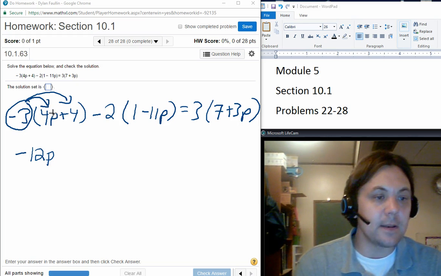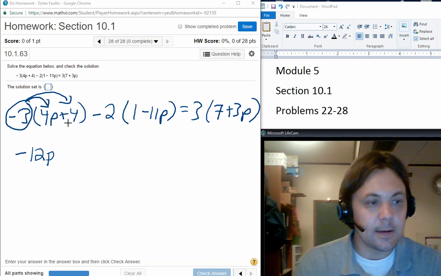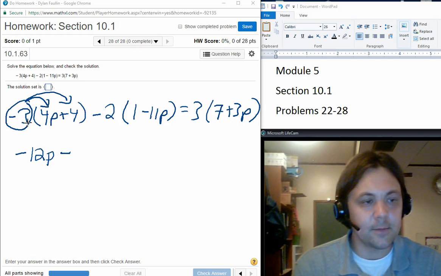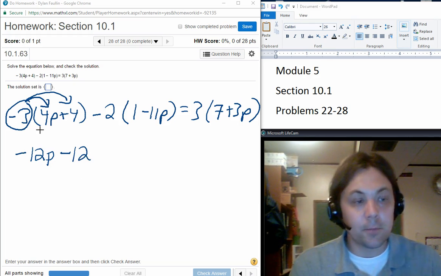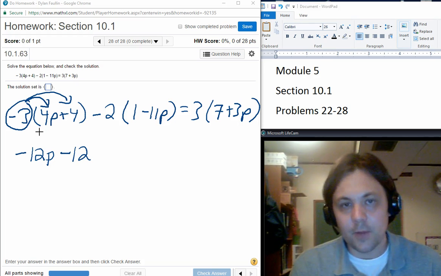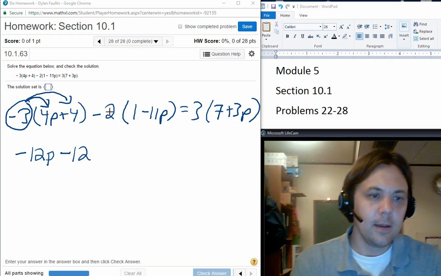Then we multiply the negative 3 to the positive 4. Negative times a positive will be negative. And then 3 times 4 is going to be 12. And now that we've distributed the negative 3, the parentheses no longer serve a mathematical function, so we don't need to write them here anymore. So we just drop the parentheses at that point. We do the same thing here.